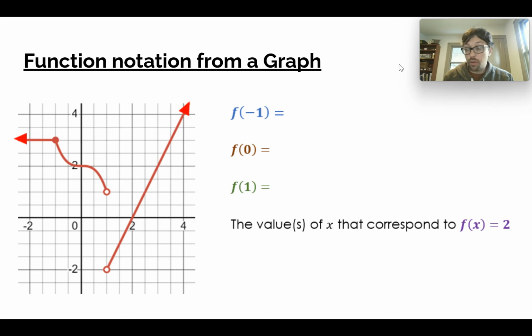So if we are given a graph and we want to figure out what f of -1 is, we want to think about when x equals -1, what is our y value for that thing? So we go over here to -1 and we say, hey, that's the point (-1, 3). So that makes f of -1 to be 3.